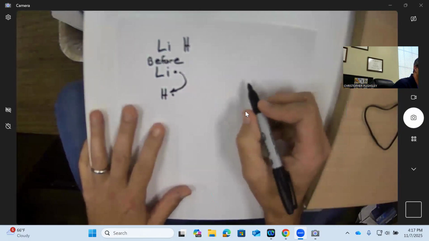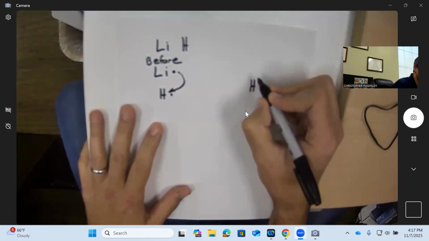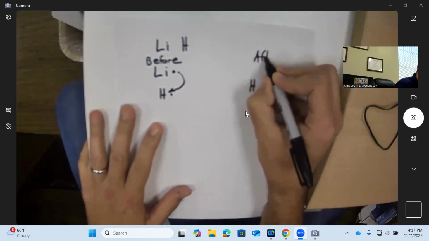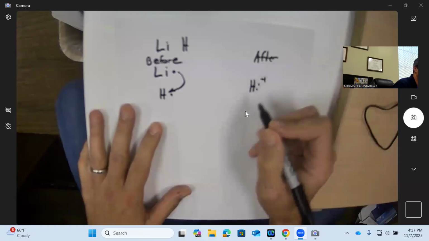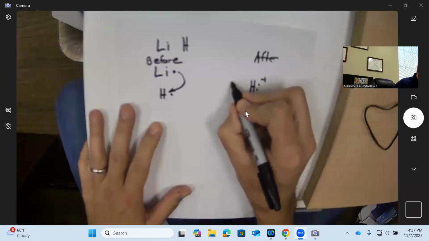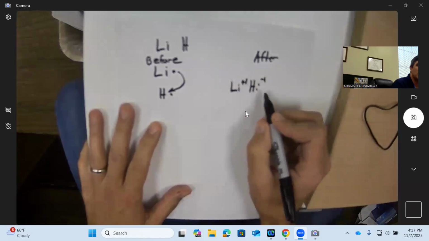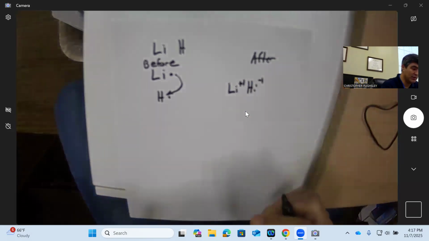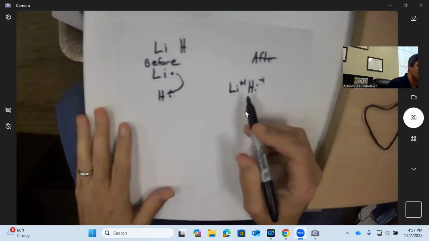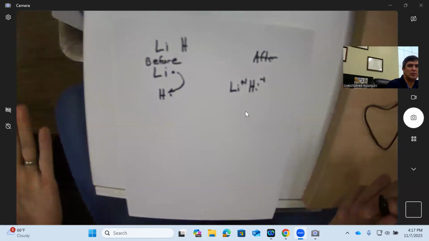And hydrogen is now going to have a negative charge. This can be the after. It has two electrons, and it's got a negative one charge. And lithium is going to have a positive one charge. Those ions will attract, and this is called lithium hydride. This is how that works. Again, this is the anion, this is the cation. That's what we mean by hydride.